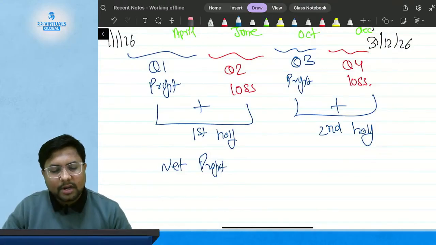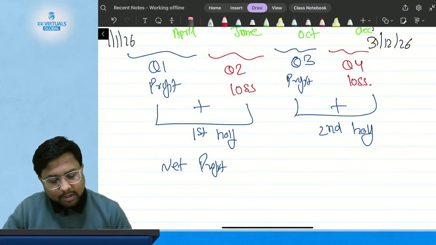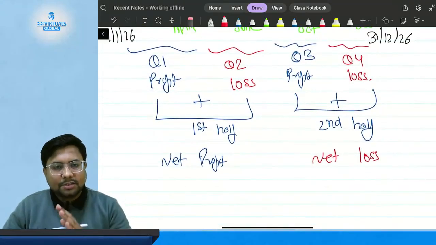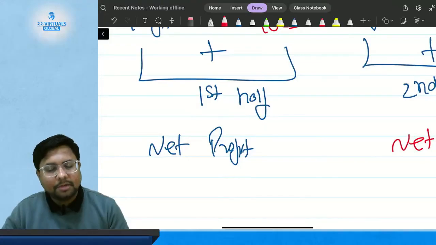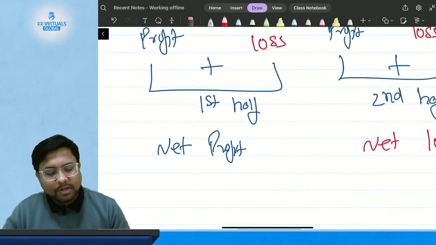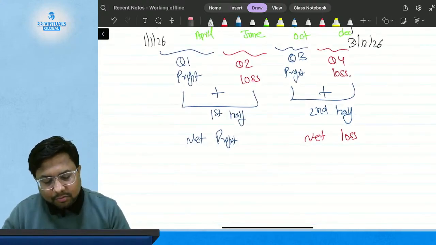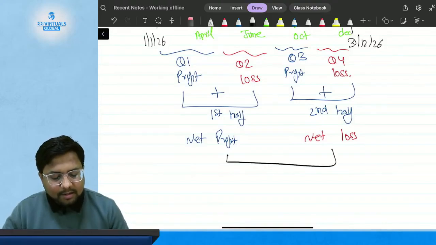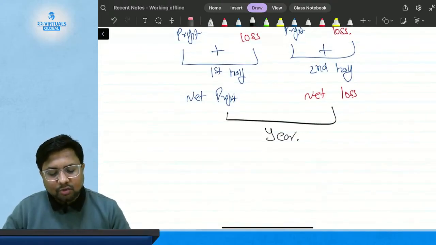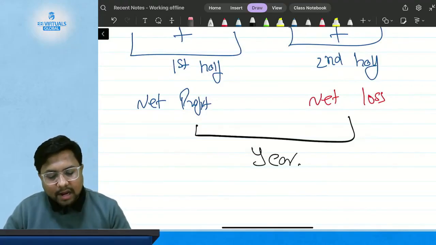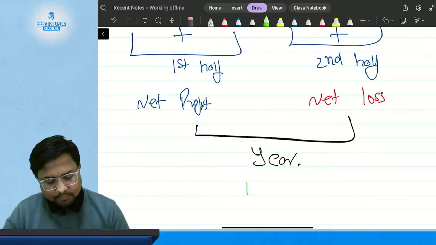So when I added my profit and losses of quarter 3 and quarter 4, I got the net loss. So my first half was profitable, my second half was not profitable. Okay, so this is my statement of profit or loss for the first half of the year, and statement of profit or loss for the second half of the year. Now I ask you to give me the information about the entire year, that is, the accounting period. So when I added my profit of the first half of the year to the losses of the second half of the year, I got the net result, that is profit.